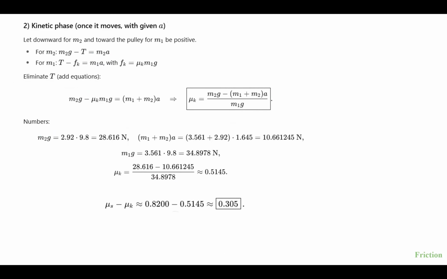And then the kinetic phase, once it moves with the given acceleration. Let downward for M2 toward the pulley for M1 be positive. So M1 moving in this way is positive, and M2 moving downward is positive. Okay.